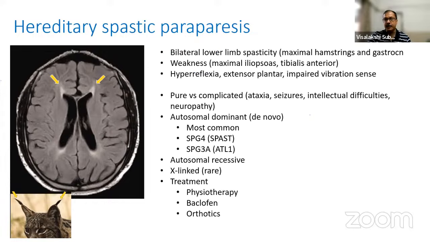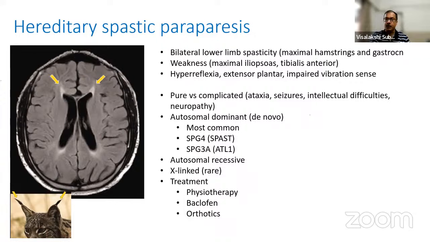Going about HSP briefly, it's characterized by bilateral lower limb spasticity, maximal in the hamstrings and the gastrocnemius, and weakness maximum in the iliopsoas and tibialis anterior. There is hyperreflexia, extensor plantars, and impaired vibration sense because it does affect the posterior columns as well. You've got pure HSP where you just have motor dysfunction, versus complicated where you have ataxia, seizures, intellectual difficulties, and sometimes neuropathy as well.